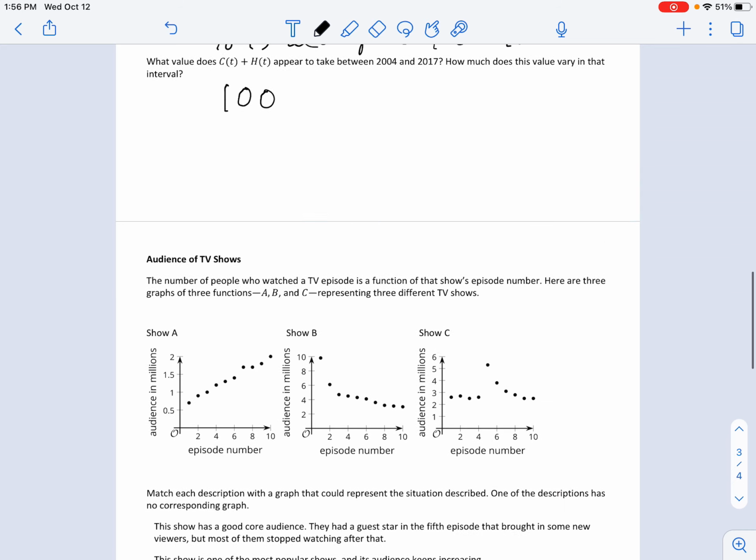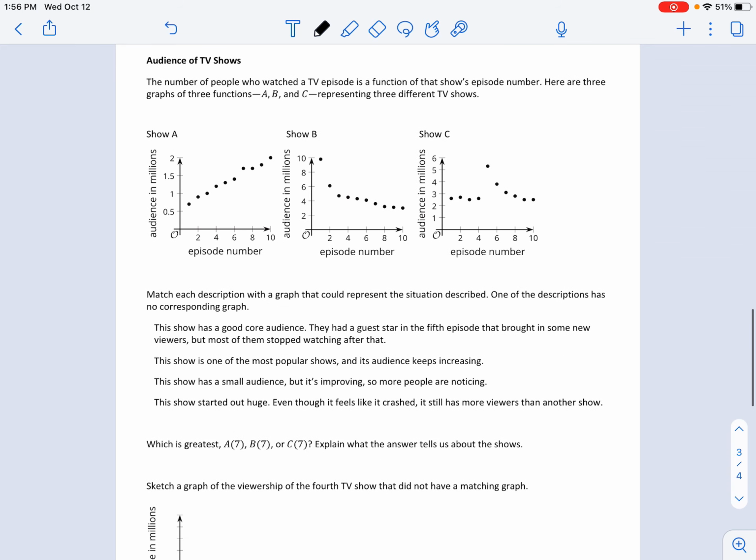Okay, so let's look at the next problem, audience of TV shows. This is a different type of graph. You'll notice that we have points on the graph instead of lines, and this is because it's about single episodes of a TV show. And so we have integer numbers for the TV shows. So like there's episode 1, episode 2, episode 3, and there's nothing in between those numbers. So that's why we don't have a line connecting these dots. We only have the dots at the integers.